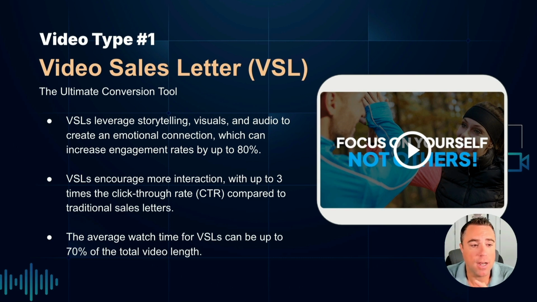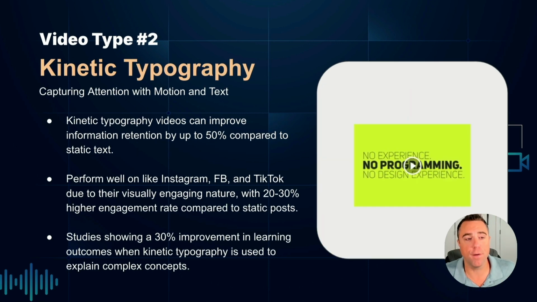They will continue to work tomorrow and into the future. VSLs encourage more interaction, with up to 3 times the click-through rate compared to traditional sales letters. And the average watch time for VSLs can be up to 70% of the total video length. So they're great for engagement, and they work really, really well. Video type 2 is what we call kinetic typography.